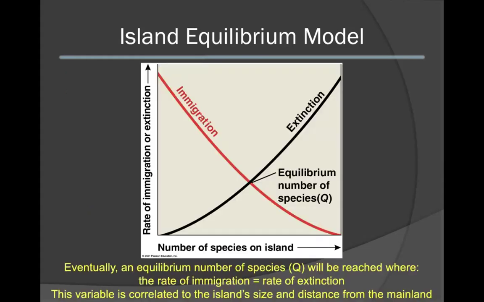The island equilibrium model is depicted below. This depicts the relationship between the rate of immigration or extinction and the number of species on an island. Eventually, within an island, there will be an equilibrium reached with respect to the number of species. When this occurs, the rate of immigration equals the rate of extinction. This variable is correlated to the island's size as well as distance from the mainland.